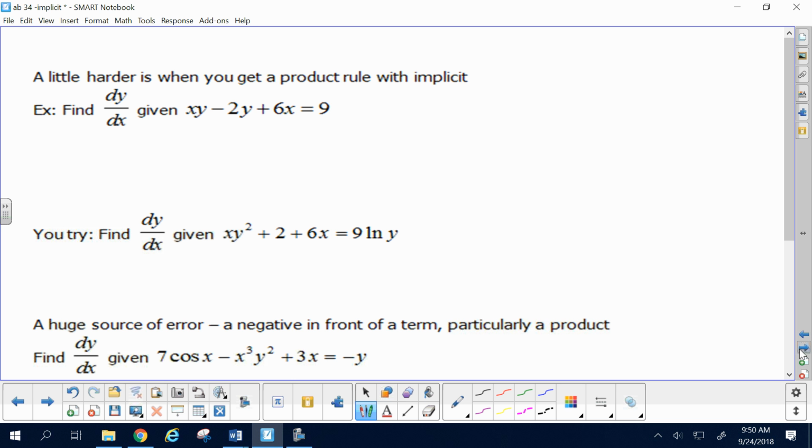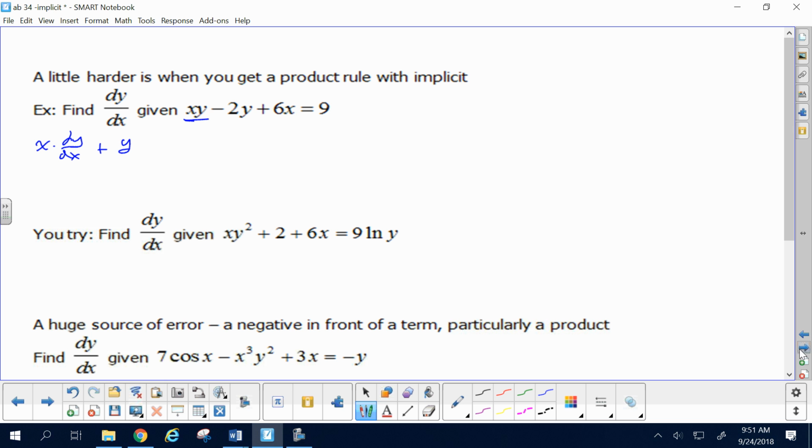When you get a product rule, you're going to have to go a little slower. So check this out. Together, let's look at this. When I differentiate with respect to x, I first have to find the derivative on xy. That's a product rule because it's x times y. So here we go. First stays the same. X times the derivative of the second. What's the derivative of the second? Dy dx. Perfect. Okay. Plus second stays the same.